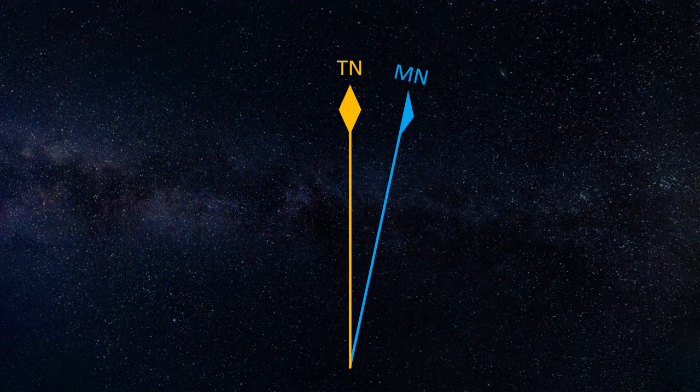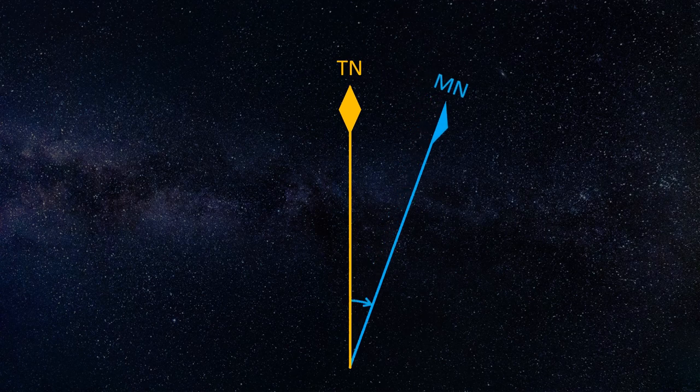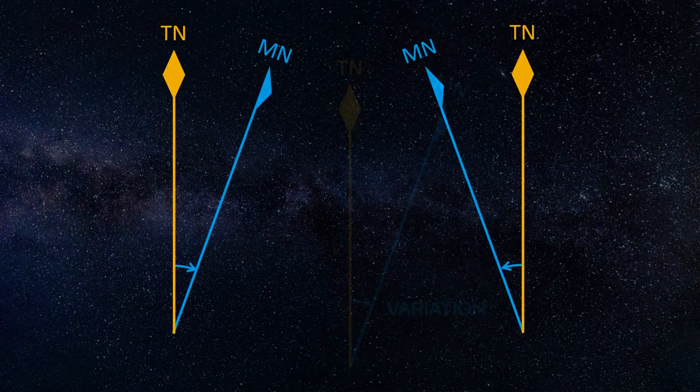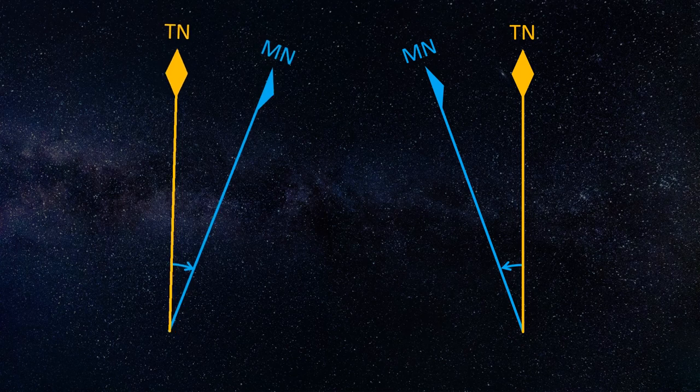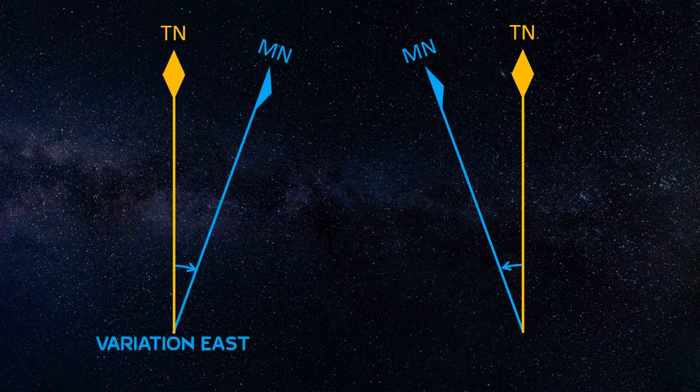The angle between true north and magnetic north from an observer position is known as variation. When magnetic north is to the east of true north, the variation is east. Mathematically, variation east is positive. When magnetic north is to the west of true north, the variation is west. Mathematically, variation west is negative.